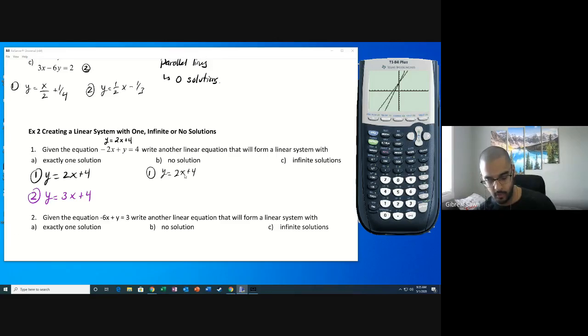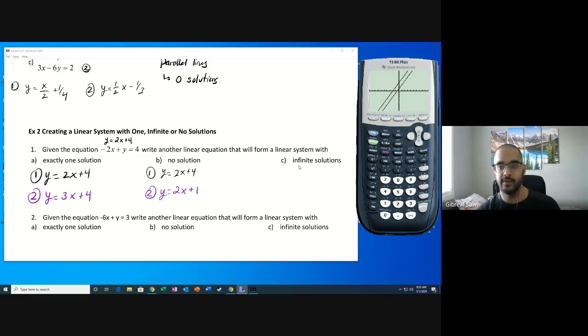2x plus 4. If I want no solutions, then I need to make sure my second line is parallel to this one. So I need the same slope, but a different y-intercept. Okay, so as long as it's got a slope that's the same, but they start at different points, they won't cross. So let's change this to a 2, this to a 1, and you can see the graph. Slopes are the same, parallel lines this time.